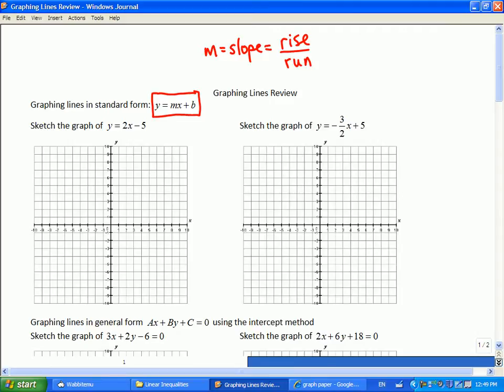B is something is correct. Does anybody remember what the B is? Yeah, that's right. So B is the y-intercept. I have no idea what that means. And what that means is it's where it touches the y-axis.